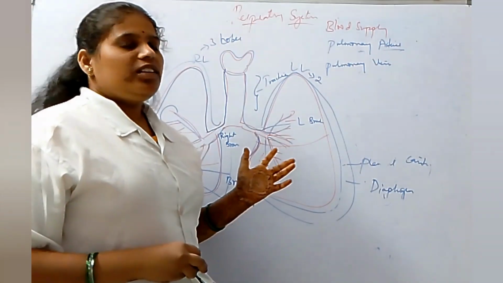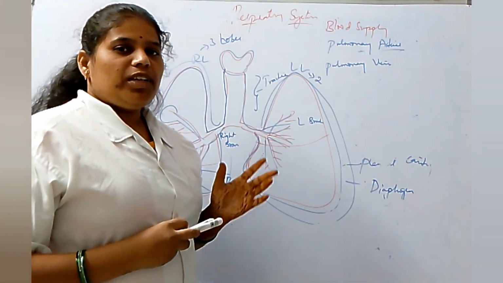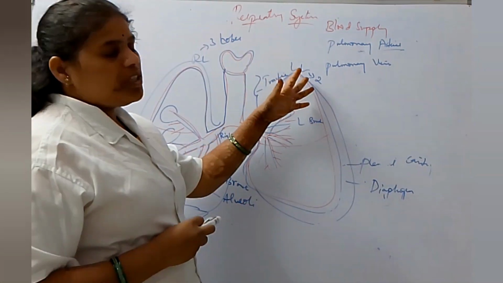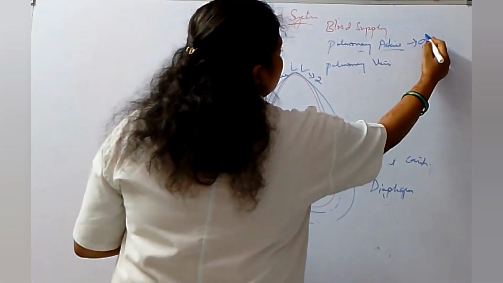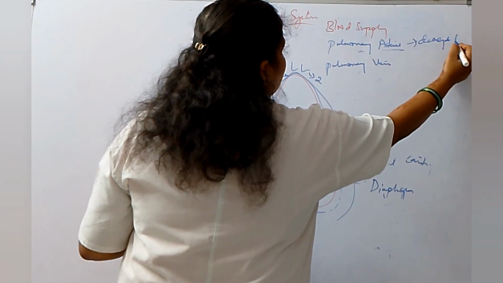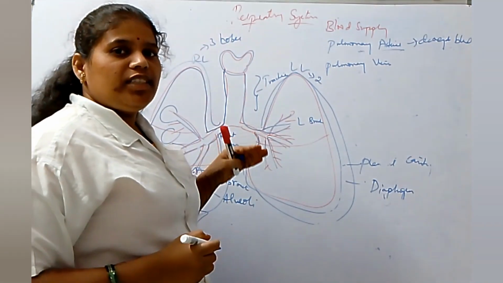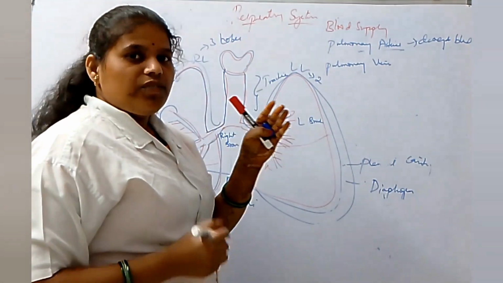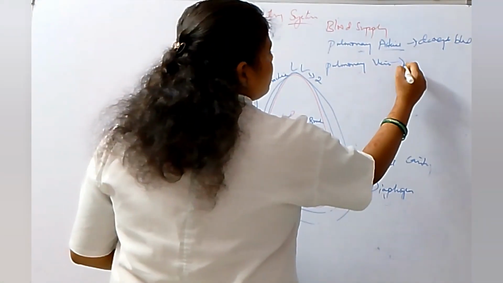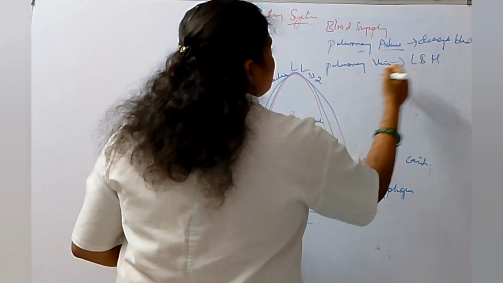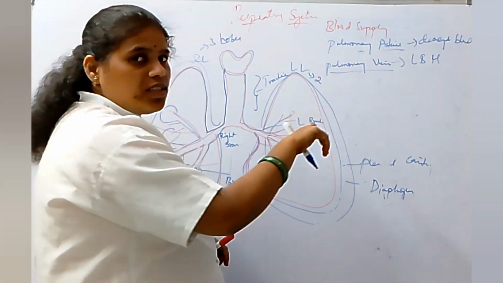Blood supply is done by the pulmonary arteries and the pulmonary vein. Mostly arteries supply oxygenated blood, but this is the exception where the pulmonary artery supplies deoxygenated blood. It takes the blood from the heart and enters the lungs, where the exchange of gas occurs in the alveoli. Again through the pulmonary vein it enters the left side of the heart. So the pulmonary vein supplies oxygenated blood, and the pulmonary artery supplies deoxygenated blood.